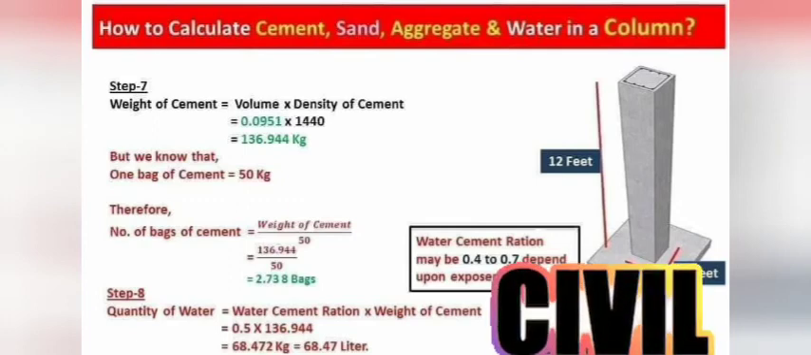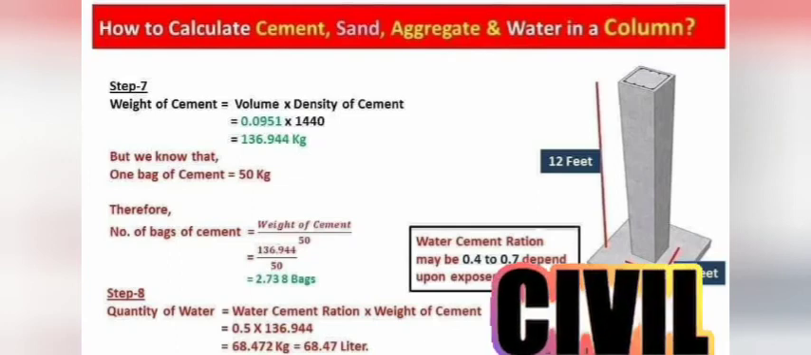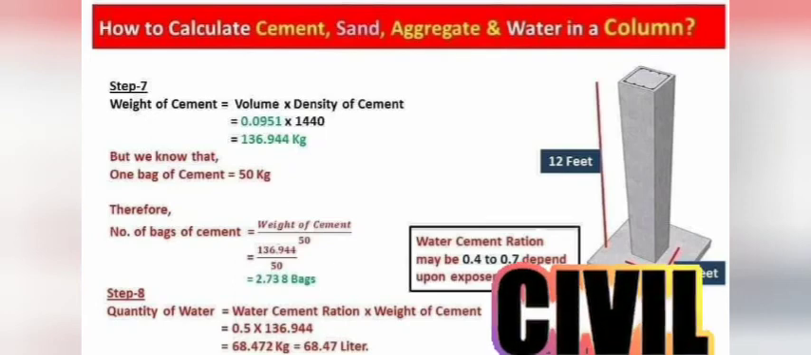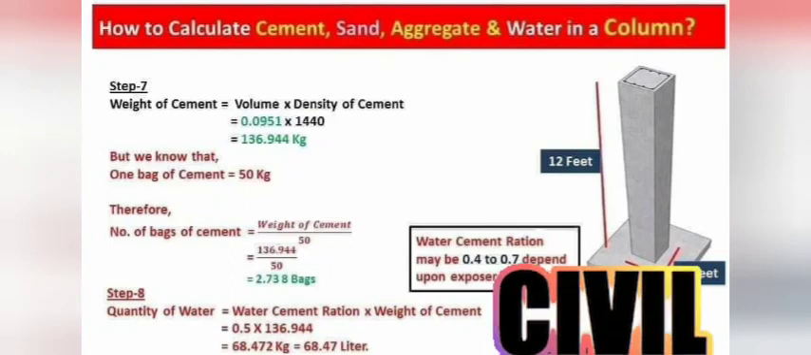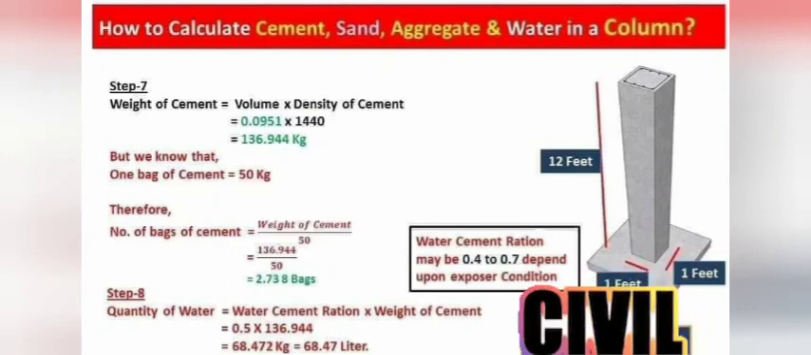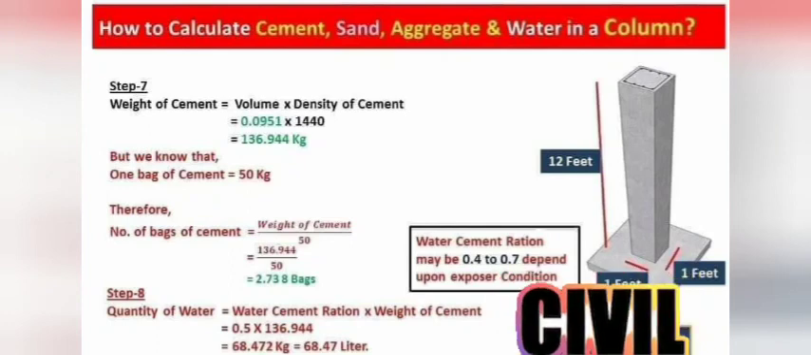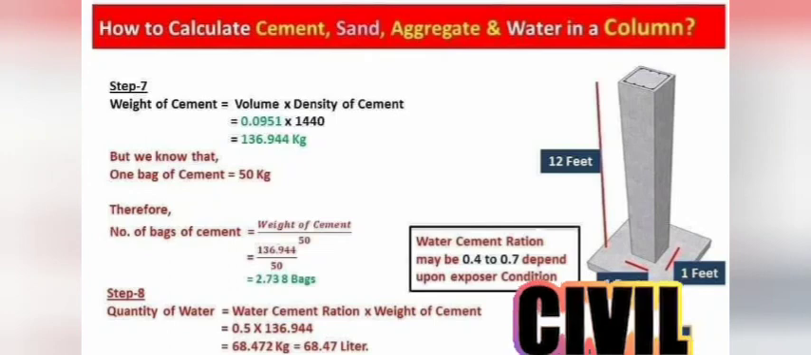Water cement ratio as 0.5, and the weight of the cement we got in step 7 as 136.944 kg. When you multiply, you will get the result in kg. 1 kg is nothing but 1 liter. So 68.472 kg is equal to 68.47 liters. This thing you need to remember.